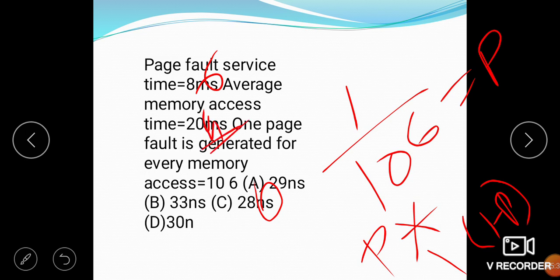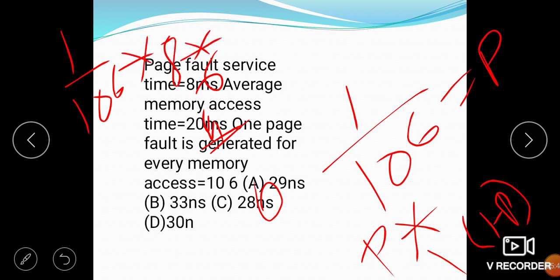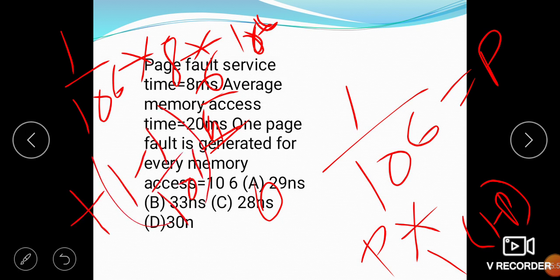Putting the values into the formula, you get 1 divided by 10 to the power 6 into 8 into 10 to the power 6. Here the service time is given in millisecond, so you have to convert it to nanosecond. Now plus (1 minus 1 divided by 10 to the power 6) into 20. After evaluating the expression, you get the answer 28.